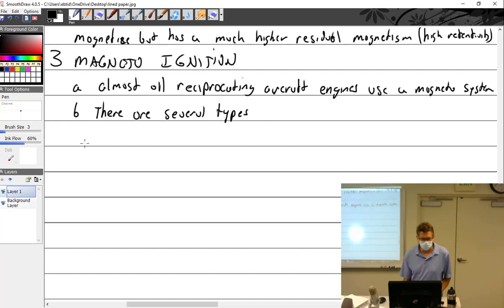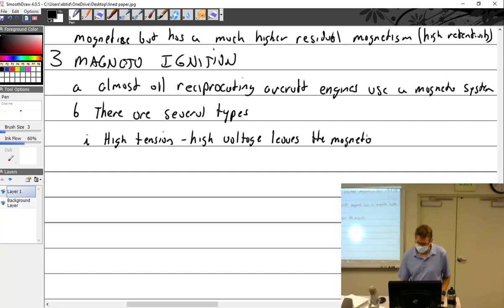Several different types. What you're going to see nowadays is all high tension. Tension is another way of saying voltage for some reason at this point. So that's high voltage. High voltage leaves the magneto and goes directly to the spark plug via the spark plug wire.